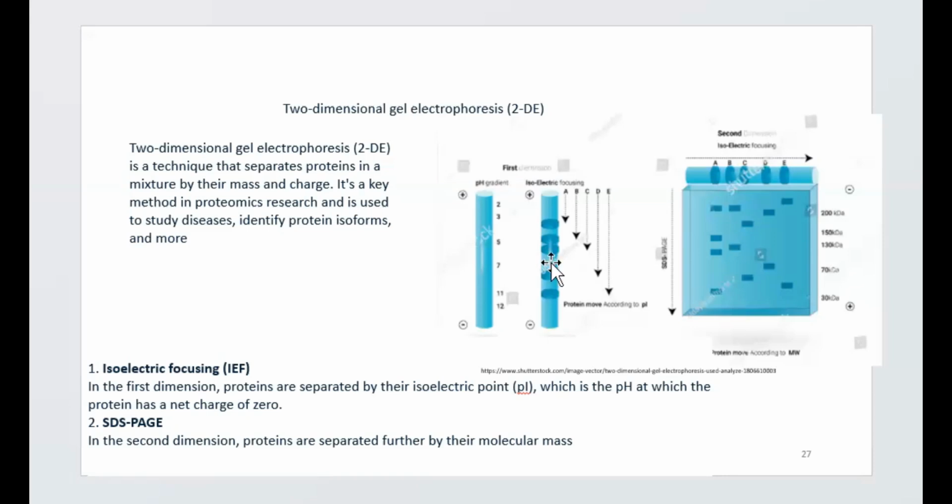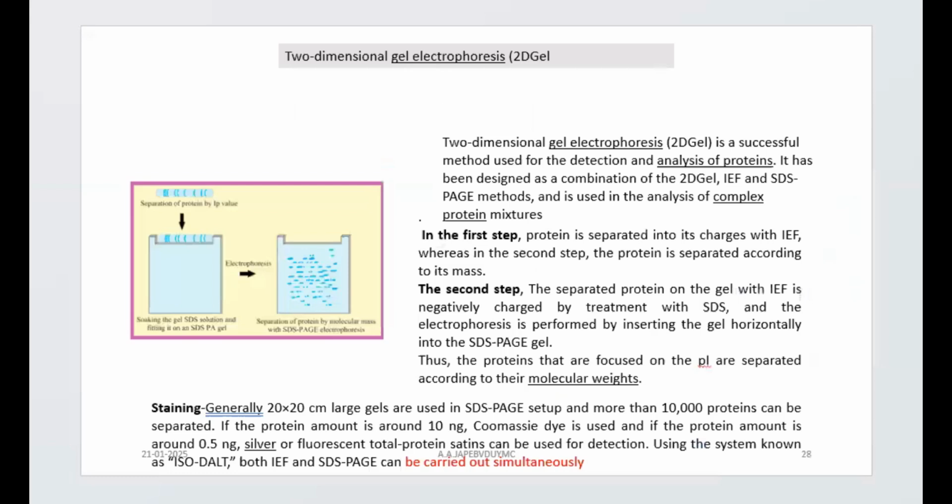Once this gel has been run, it is overlaid on another gel for resolving the proteins on the basis of their mass, and that is by SDS-PAGE. So this is two-dimensional electrophoresis, where isoelectric focusing comes first. Now let us discuss isoelectric focusing in detail. Here I'm sharing another slide that talks about 2D electrophoresis. We will discuss that first, and then we will go to isoelectric focusing in detail.